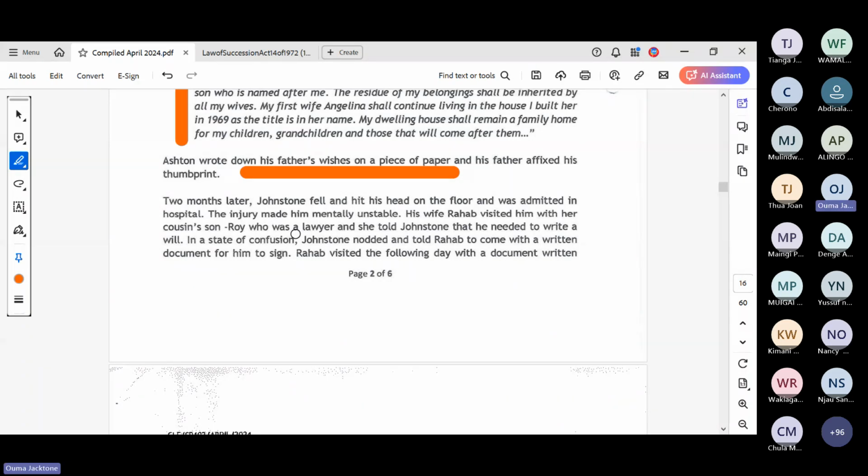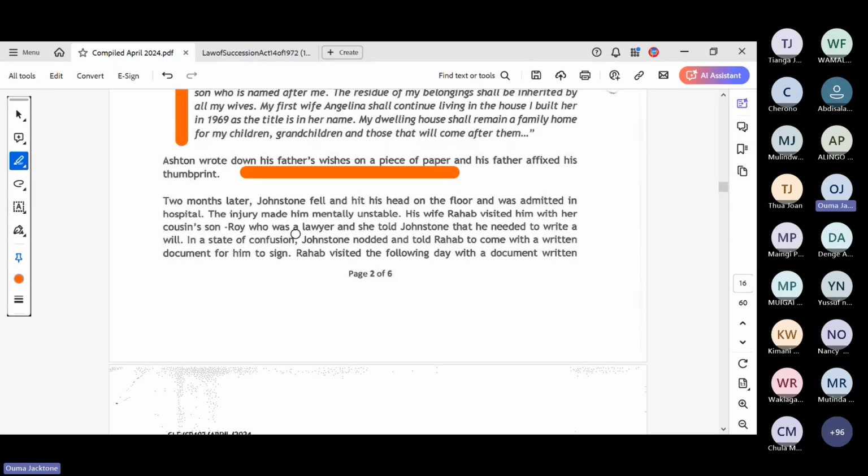So the first thing you need to do is identify the points. The first point is the question of mental capacity. You know that is Banks versus Goodfellow. The next one is the question of suspicious circumstance. The third one is knowledge and approval. So those are the points that are going to make this will invalid.